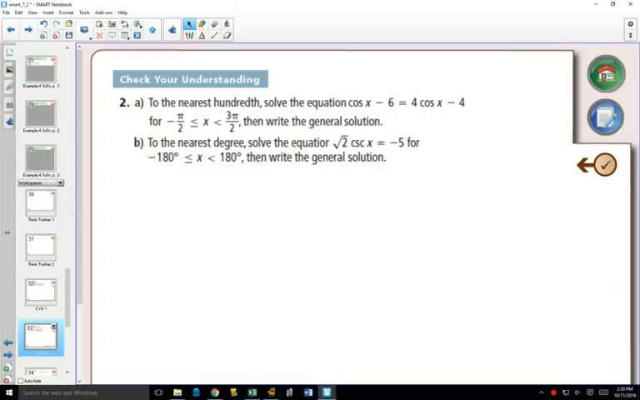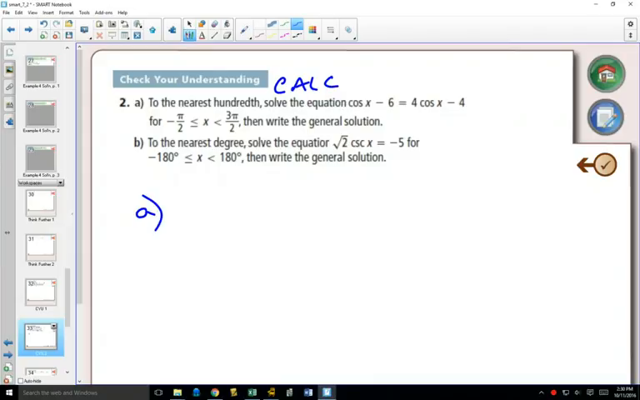So this second example would be one that you would see on a calculator part of an exam, which means that the values that we're going to get are not going to be on our unit circle. So again, starting with the first one, the starting point is the same as example 1. We're going to want to get cos x by itself.